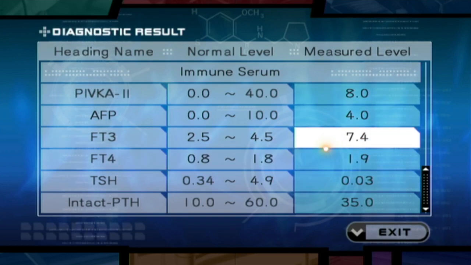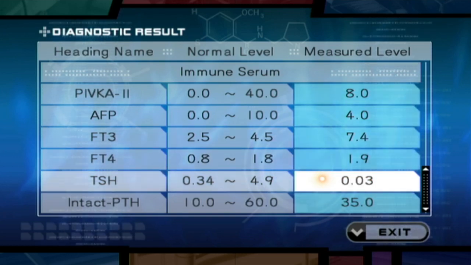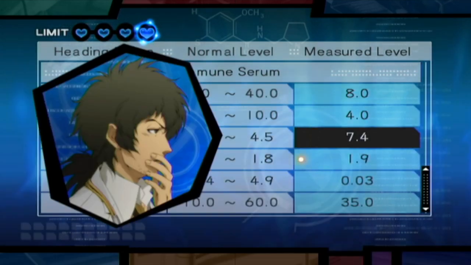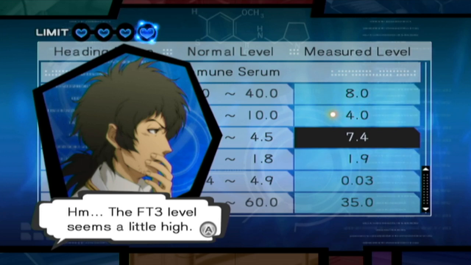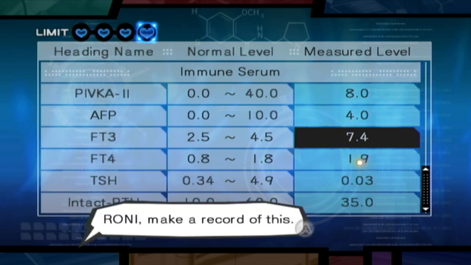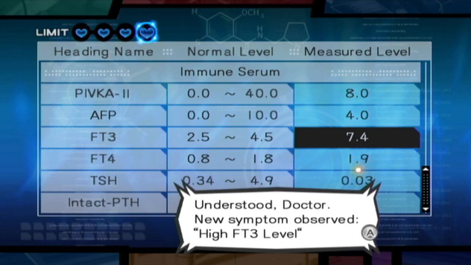That's bad. That is above. And that is below. The FT3 level seems a little high. Roni, make a record of this. Understood, Doctor. New symptom observed. High FT3 level.